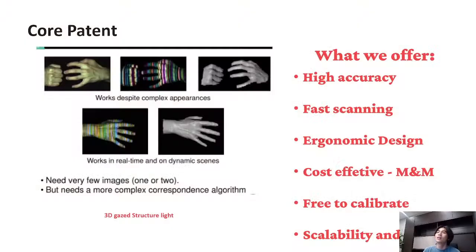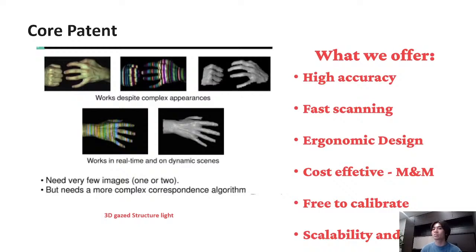So this is our core patent, 3D gaze structured light. With the application of our own designed chip equipped with the 3D gaze coded structured light algorithm, our device can build an object with only 1 or 2 images, which can achieve a high accuracy with very few images. In another way, we improve the scanning speed.